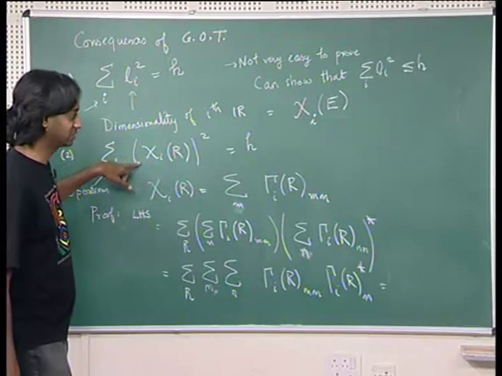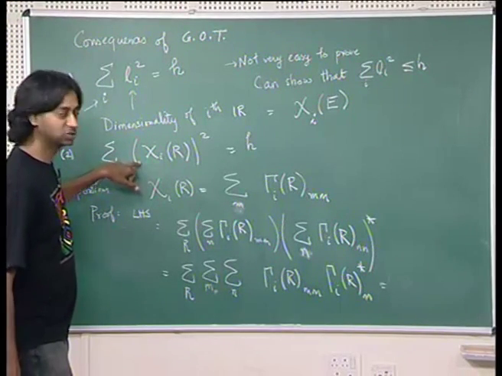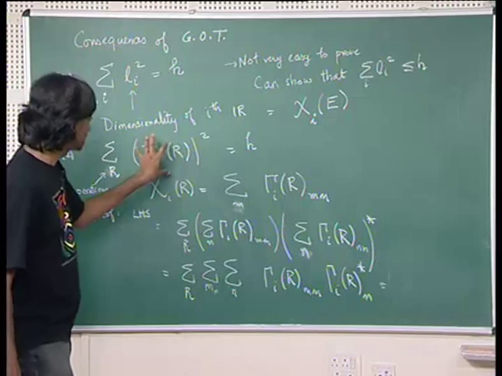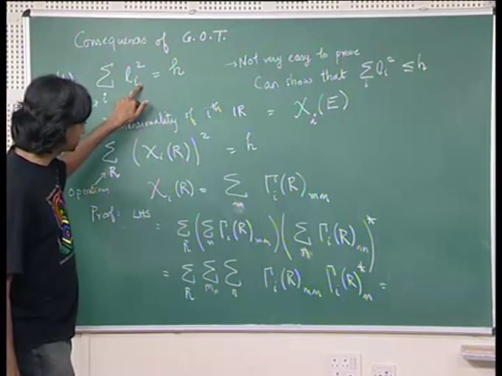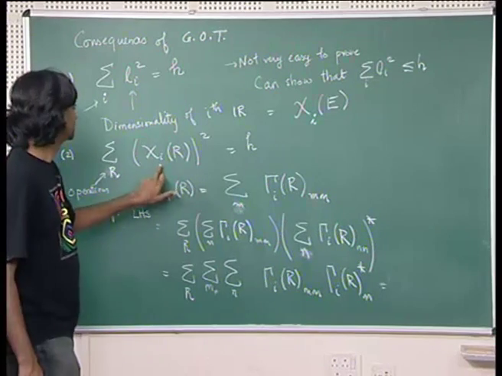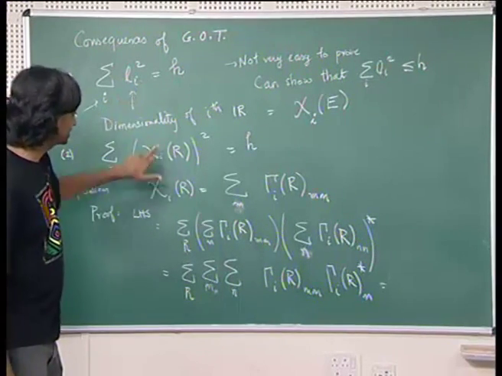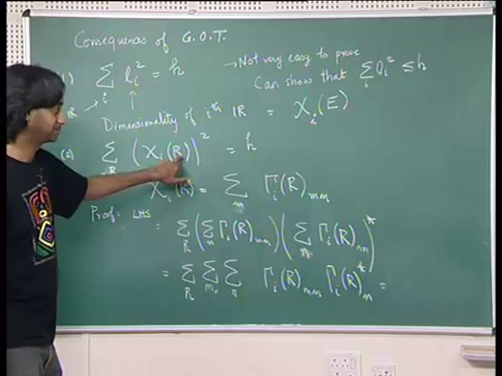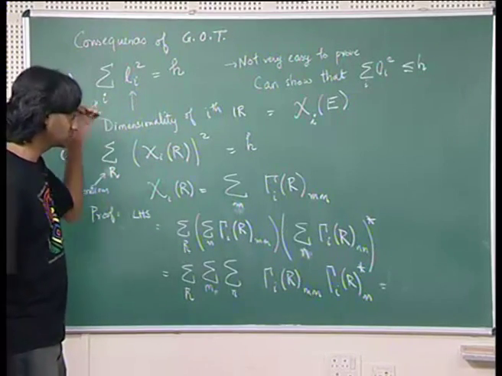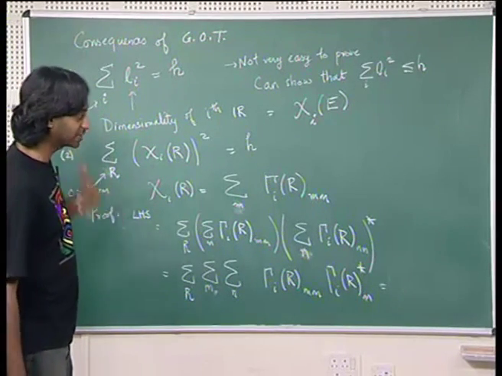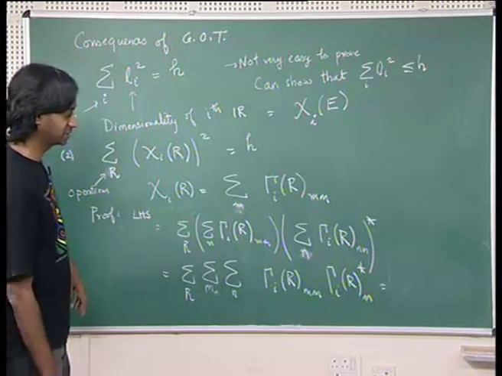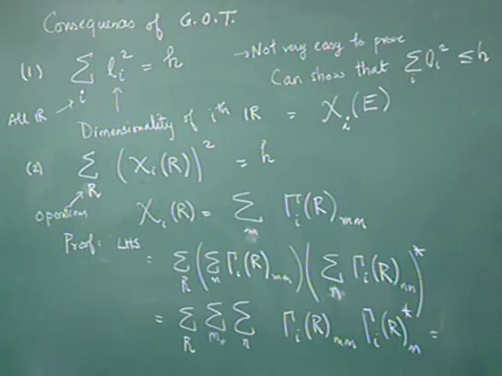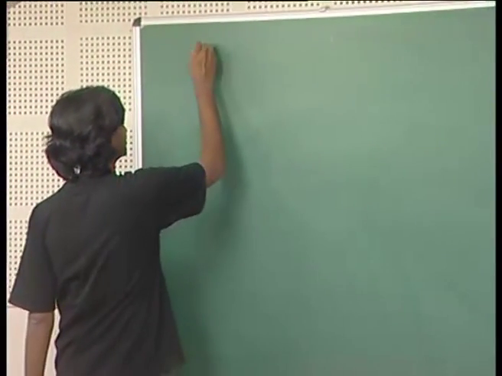So these 5 consequences of the great orthogonality theorem are extremely useful practically. What we want to find out is the dimensionalities of the irreducible representations and their characters, that is, all the L i's and the chi I of R. Now we will look at some examples where we use this information to derive the character table of various groups. So, let us take an example.